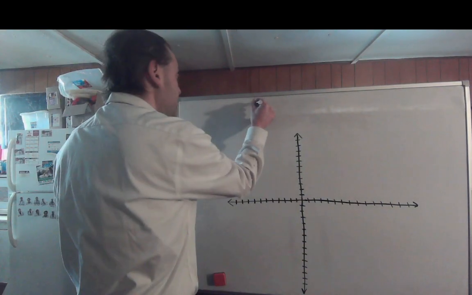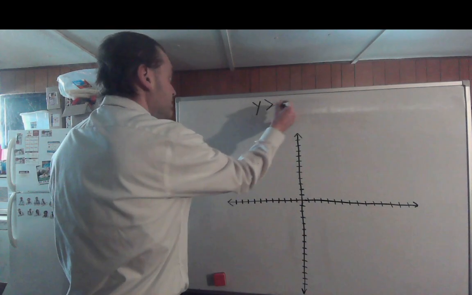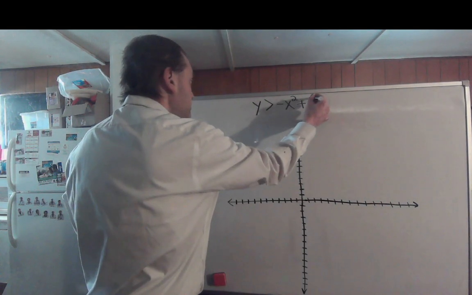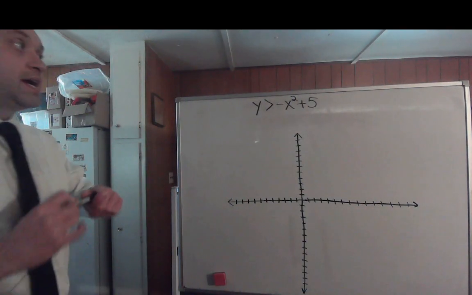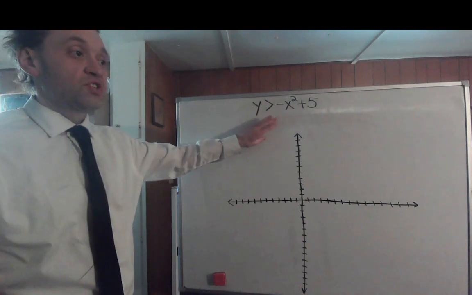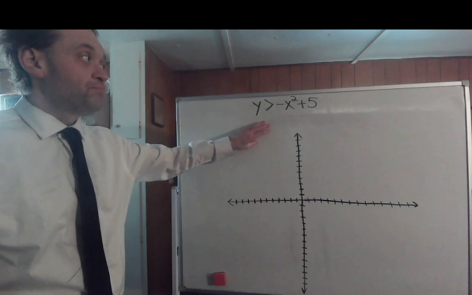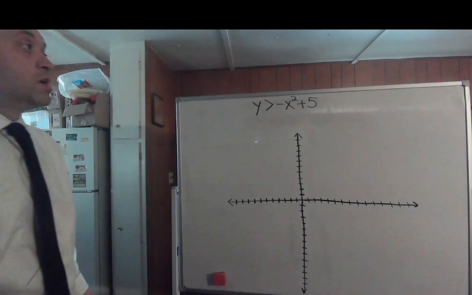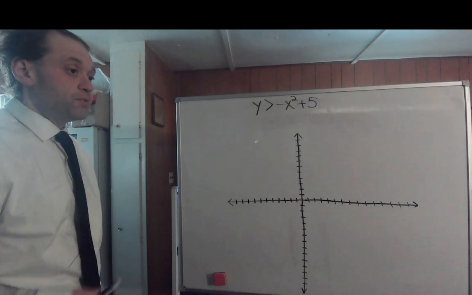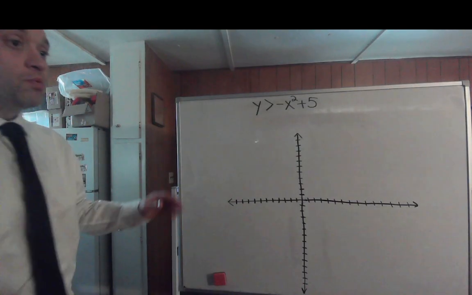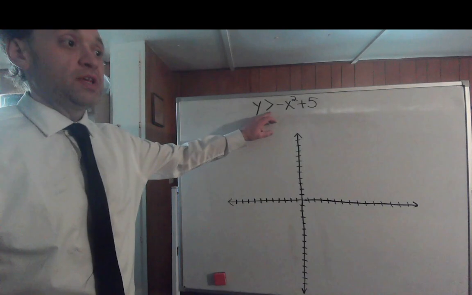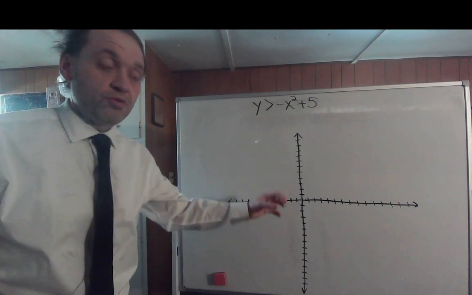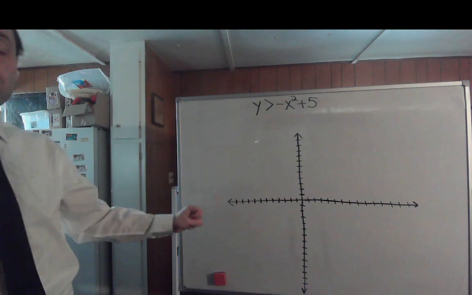This time we have y is greater than negative x squared plus 5. So we have y is greater than negative x squared plus 5. All right, so what we need to do now is, first, we just have greater than. There's no equal to component, so it's going to be a dotted parabola and not a fully closed parabola.